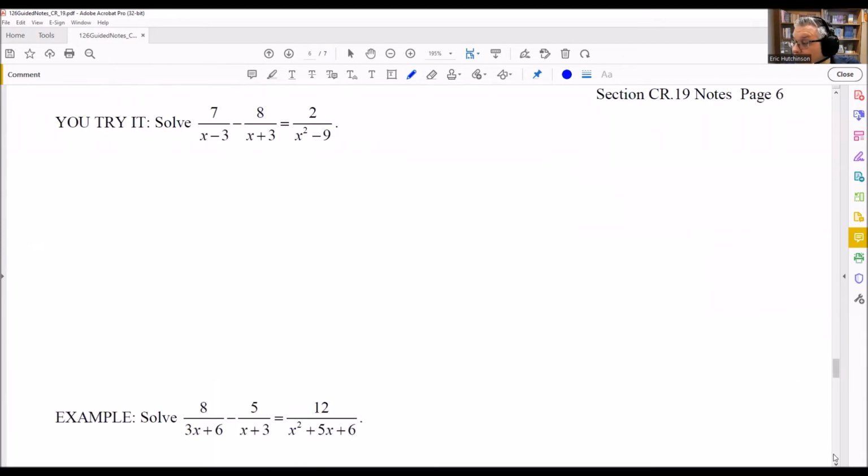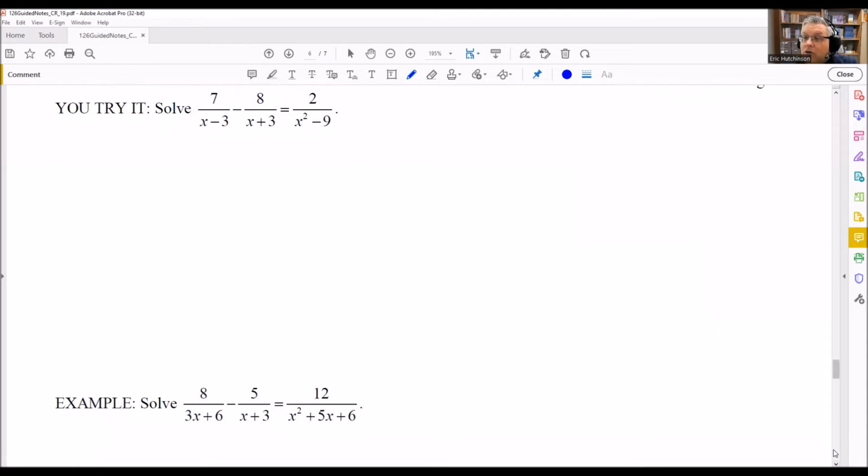We can do one more similar one. So this, we need to factor that one first. So we get 7 over x minus 3. We have this. And over here, we can factor this as x plus 3, x minus 3, because of the difference of squares. This is our LCD.